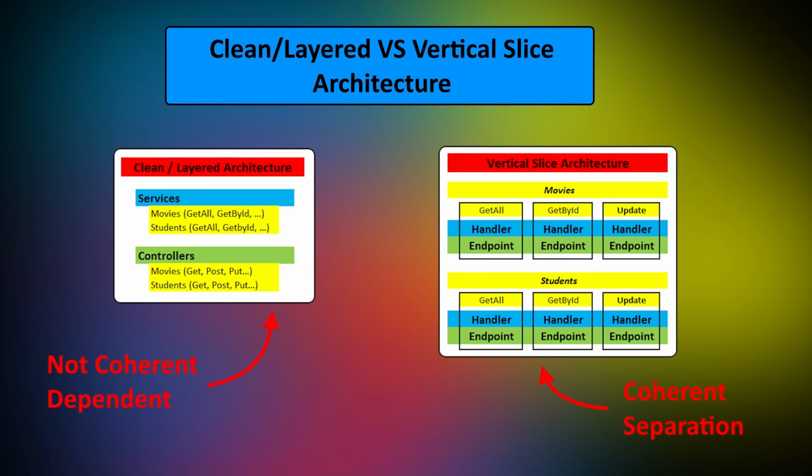With vertical slice architecture, the handler, or service, or business logic, and the endpoint reside in one file per feature. So, the Get All Movies feature, for example, is one complete file, or unit. It is coherent. Every feature is one complete file. This also makes more sense programmatically. If you want to maintain a feature, you can do it in one file.